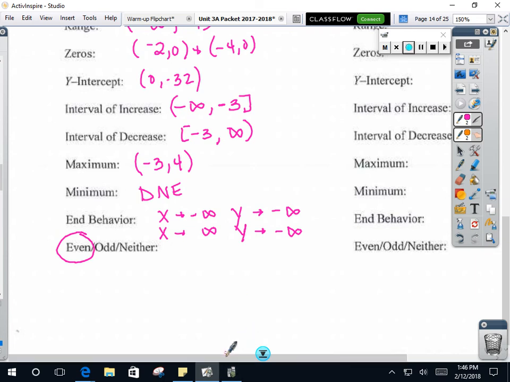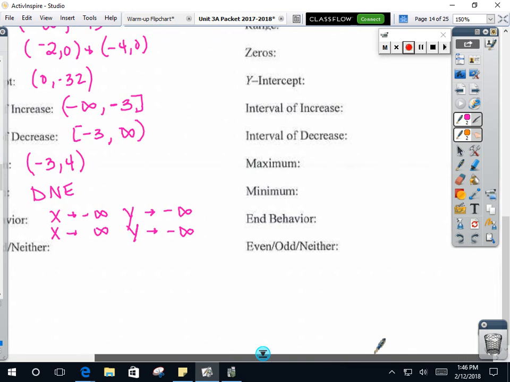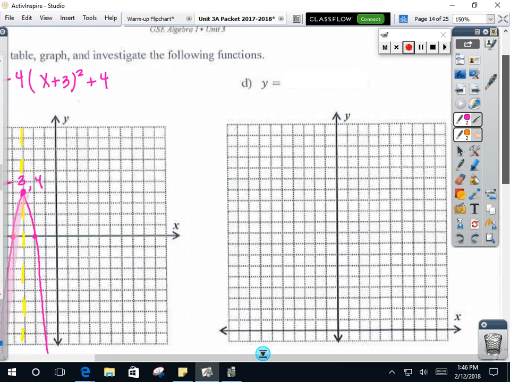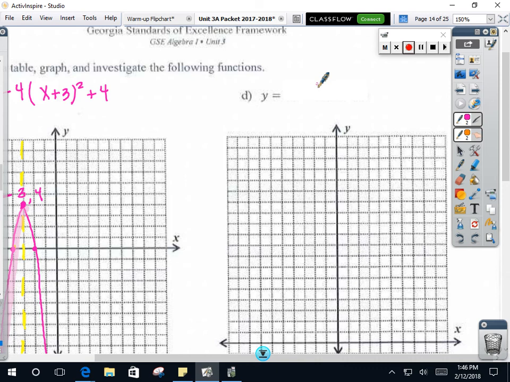All right, letter D. Scratch out the equation that's there and put this one. y equals (x minus 5) squared minus 1.